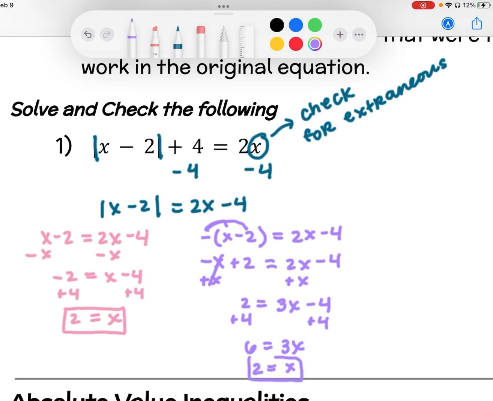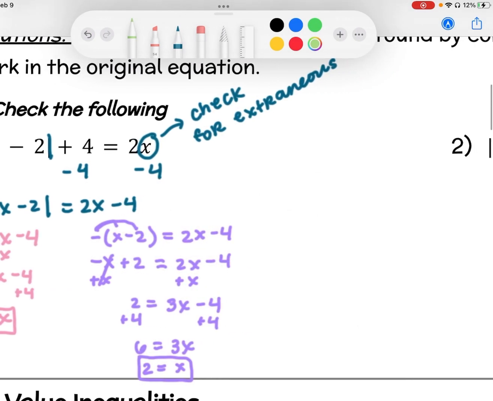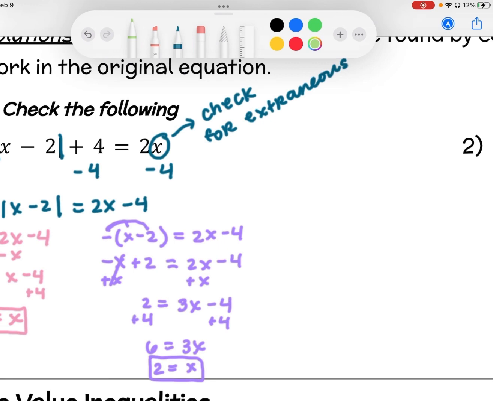Again, since we got the same number twice, we just need to plug it in once to check to make sure it works. If it doesn't work, then we have no solution. If it does work, then our only solution is x equals 2. So let's check. We have x equals 2. I'm going to plug it back into the original. Everywhere there's an x, we're going to put that 2 instead.